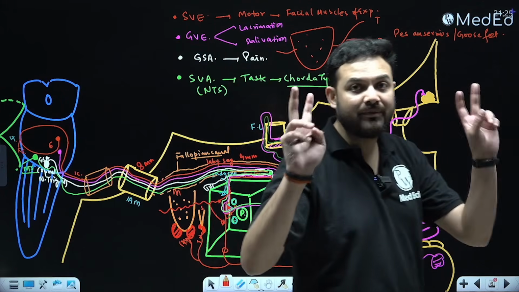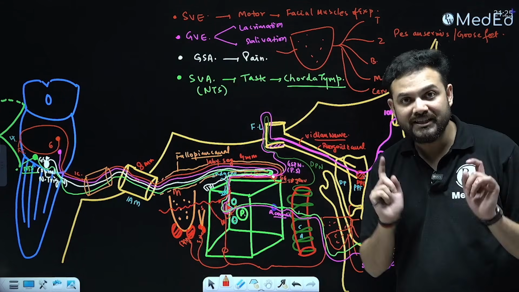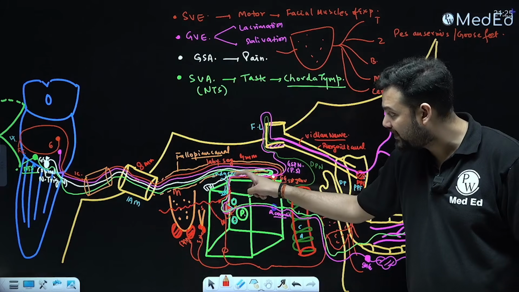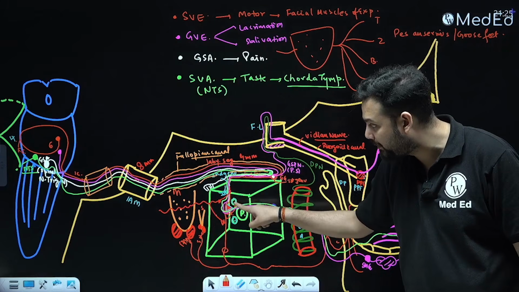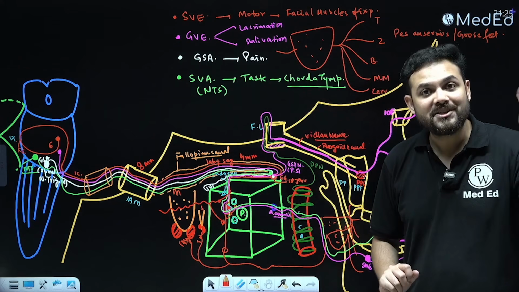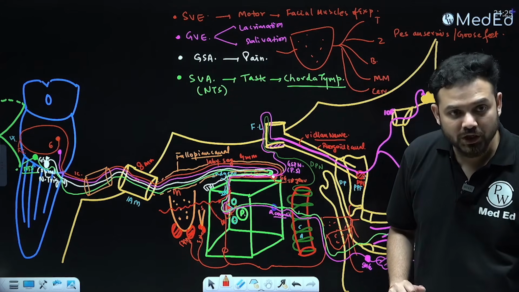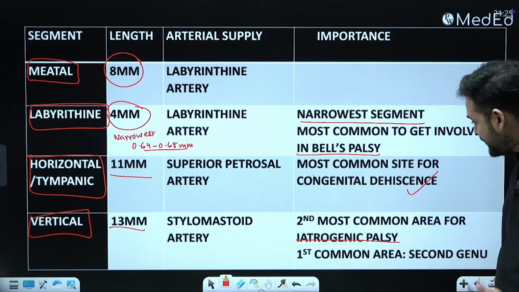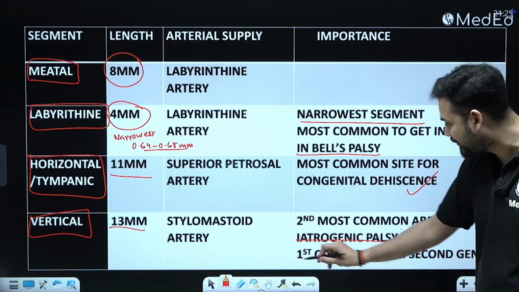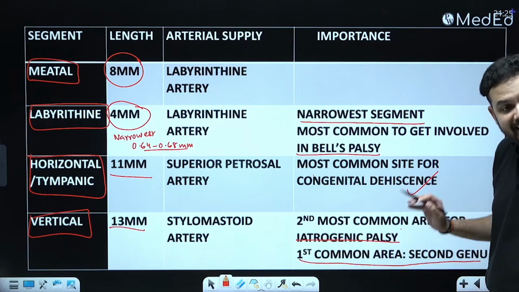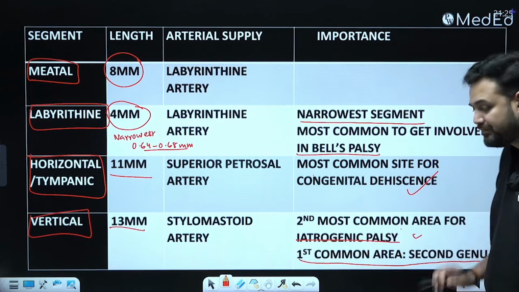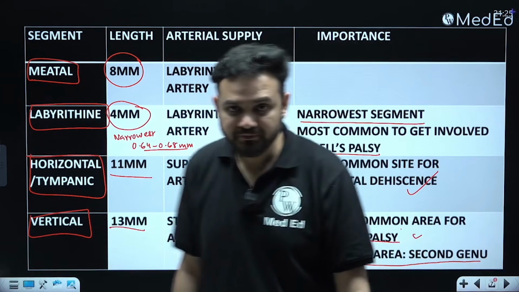So two things where during mastoidectomy we can injure the facial nerve. The first most common is the turn between the oval window and lateral semicircular canal, the second genu, which is the most common area for iatrogenic facial palsy. I've written over here first most common area, second genu. Second most common area still remains the vertical segment of the facial nerve.